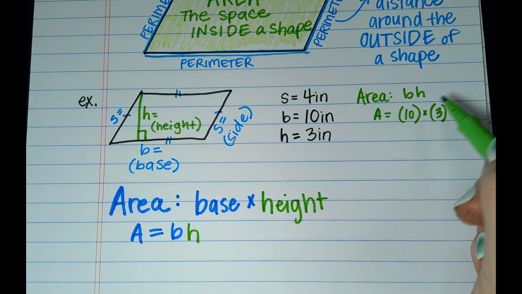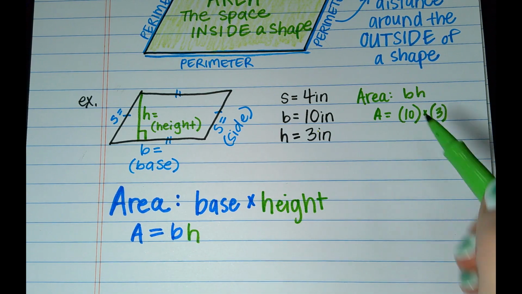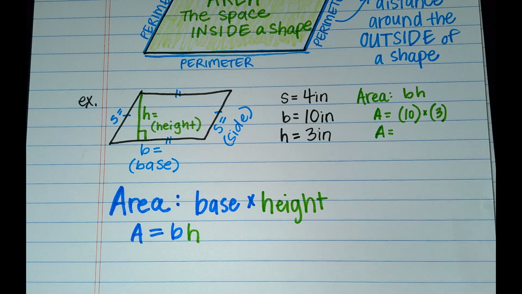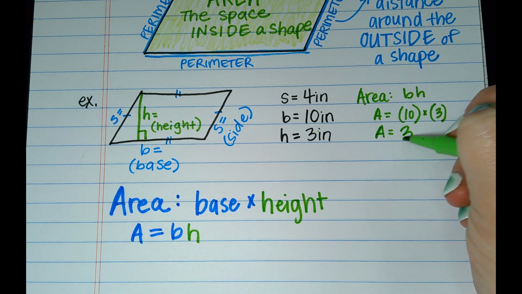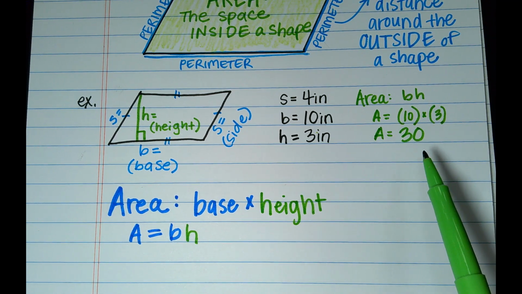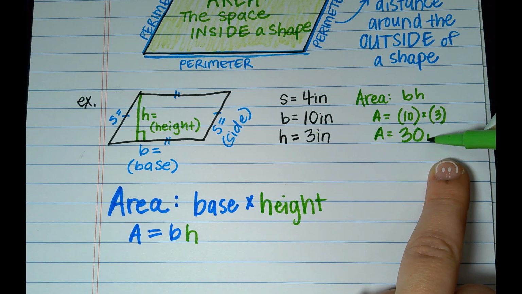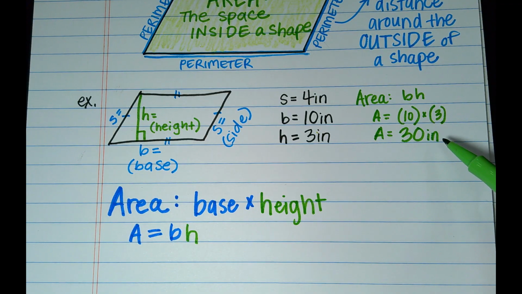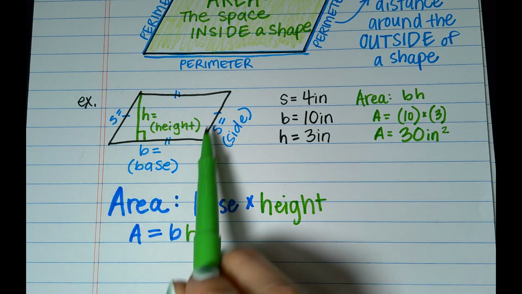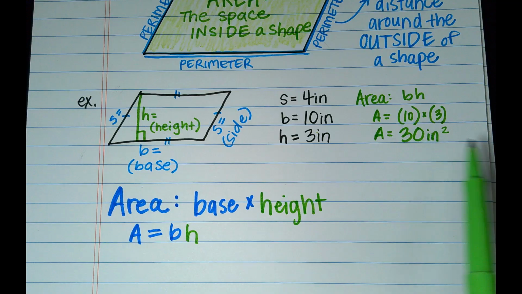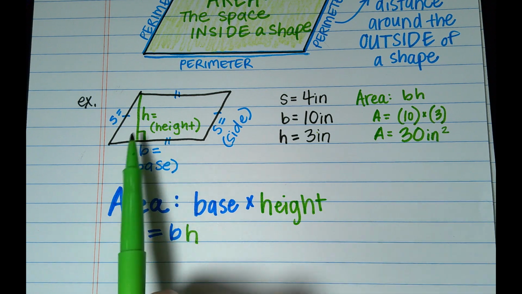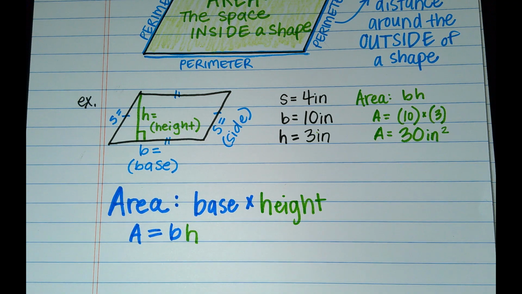So if we have 10 times 3, what will our area be? 30. 10 times 3 is 30. Now since we are in inches, we need to make sure that we write inches. Believe it or not, area is a different unit. It'll be inches squared. Because what we're saying is that inside of this parallelogram, I can fit 30 squares that are an inch each. I can fit 30 square inches inside of this. Kind of crazy.